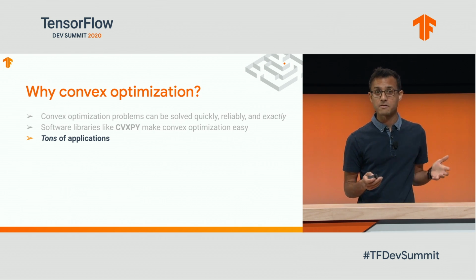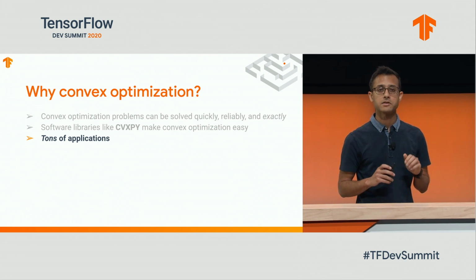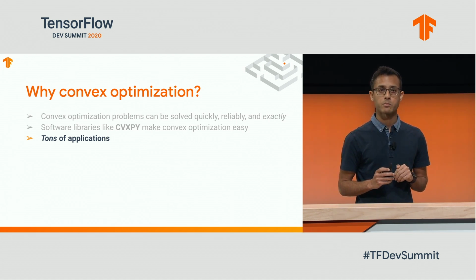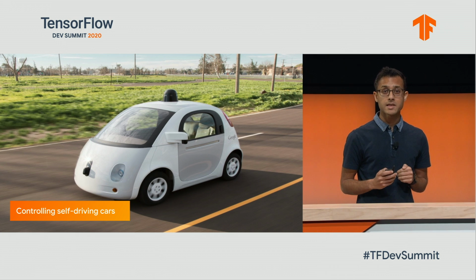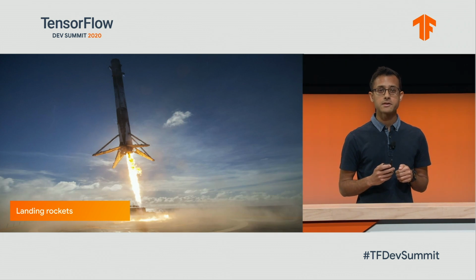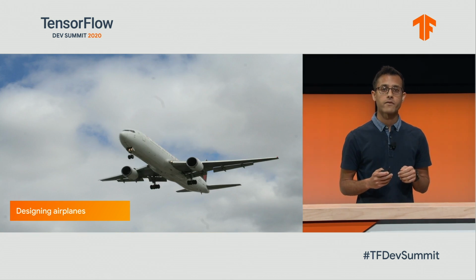And the reason that any of this matters is that convex optimization has tons of applications. It's got many more applications than people once thought, actually. And I'll really quickly give you a few examples. Convex optimization is used on board self-driving cars for tasks like generating trajectories and tracking paths in real time. It's also used to control actuators in spacecrafts and to generate landing trajectories for rockets. Convex optimization has even been successfully used to design airplanes and other physical structures.